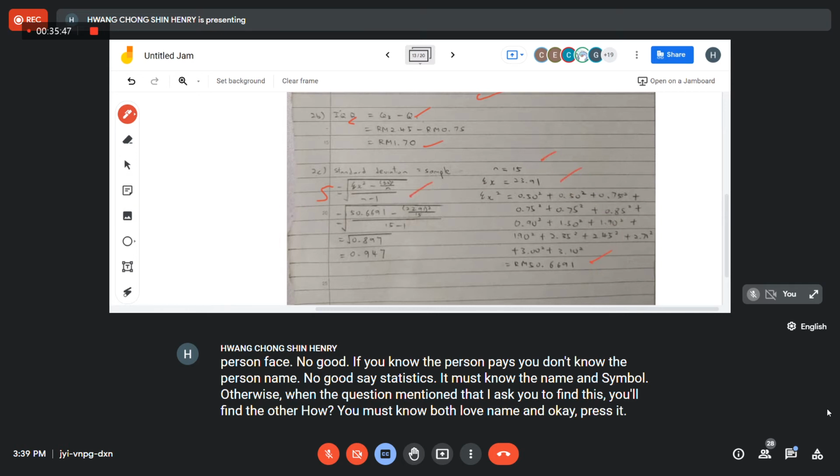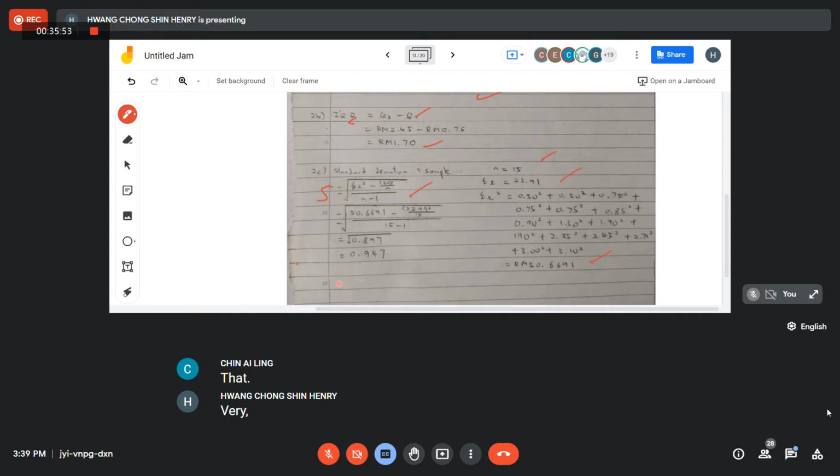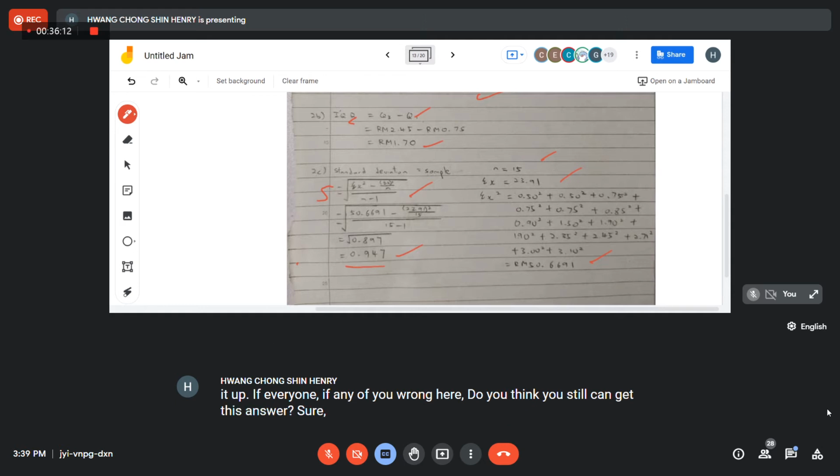All this correct, Eileen? Others agree? Very simple one. We check the final answer. Is it correct? Yes. 0.947, is it? Correct. If any of you calculate here wrongly, do you think you still can get this answer? Sure cannot, no.